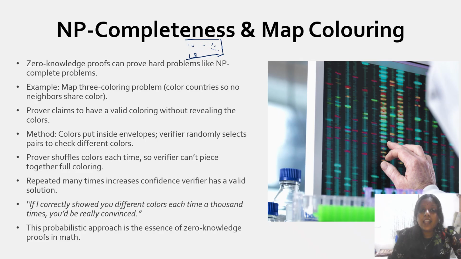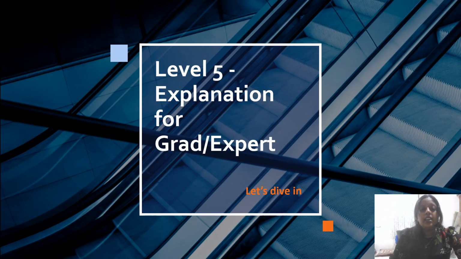So I have satisfied or verified your doubt about what color is there in each country in the map. I have convinced you that whatever coloring I have done is true, and you are convinced. This is the essence of zero knowledge proof in NP completeness problems.